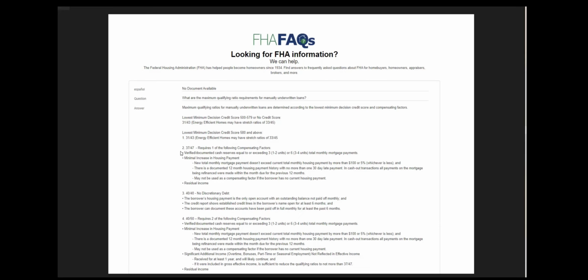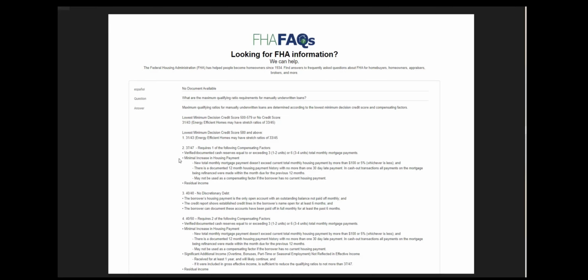The second numbered debt to income ratio is for a scenario that would go up to 37% debt to income ratio on the front end and 47% debt to income ratio on the back end. This scenario is going to require one of the following compensating factors. The first compensating factor is verified documented cash reserves of monthly mortgage payments equal to or exceeding 3 months if it's a 1 to 2 unit property, or 6 months if it's a 3 to 4 unit property.